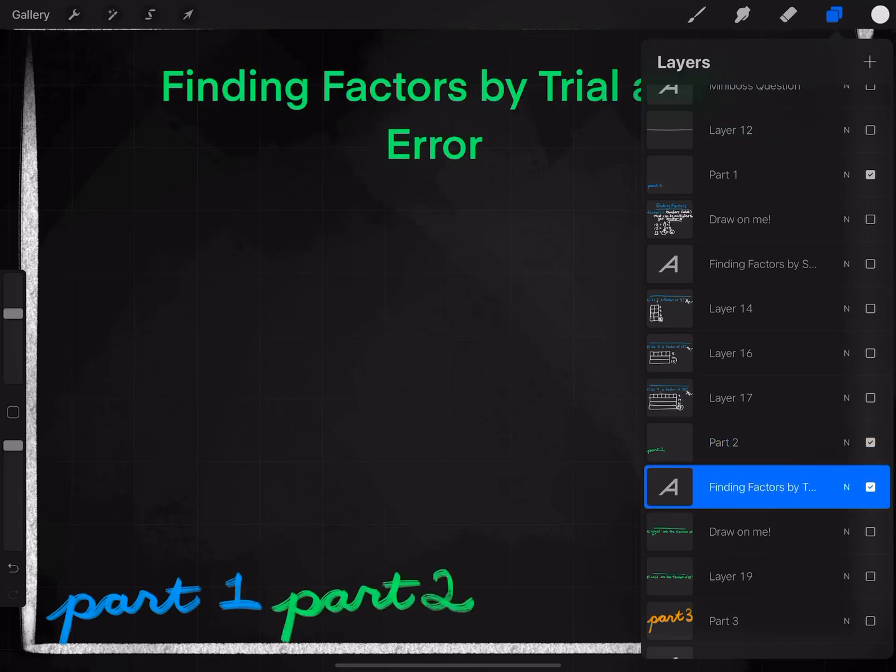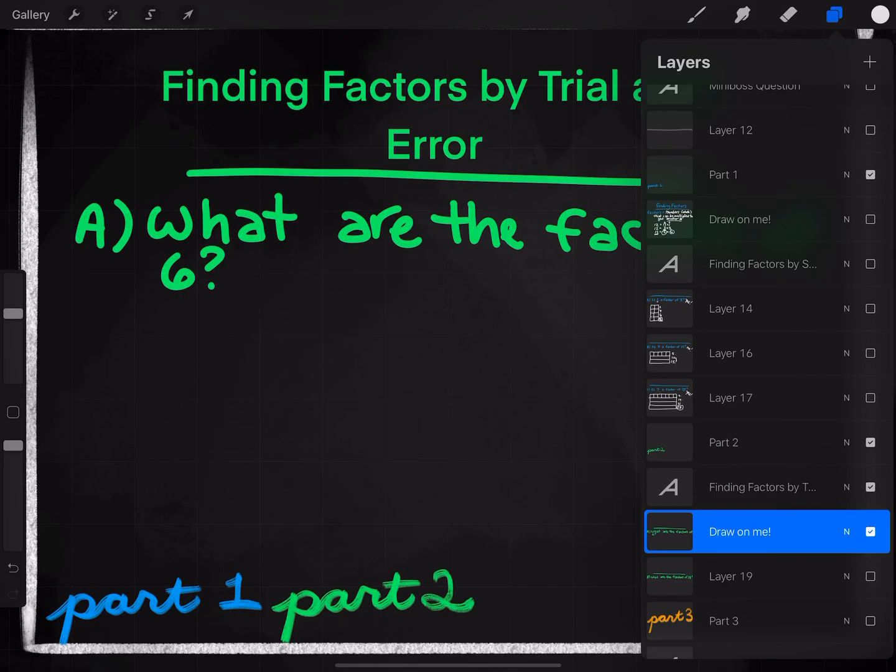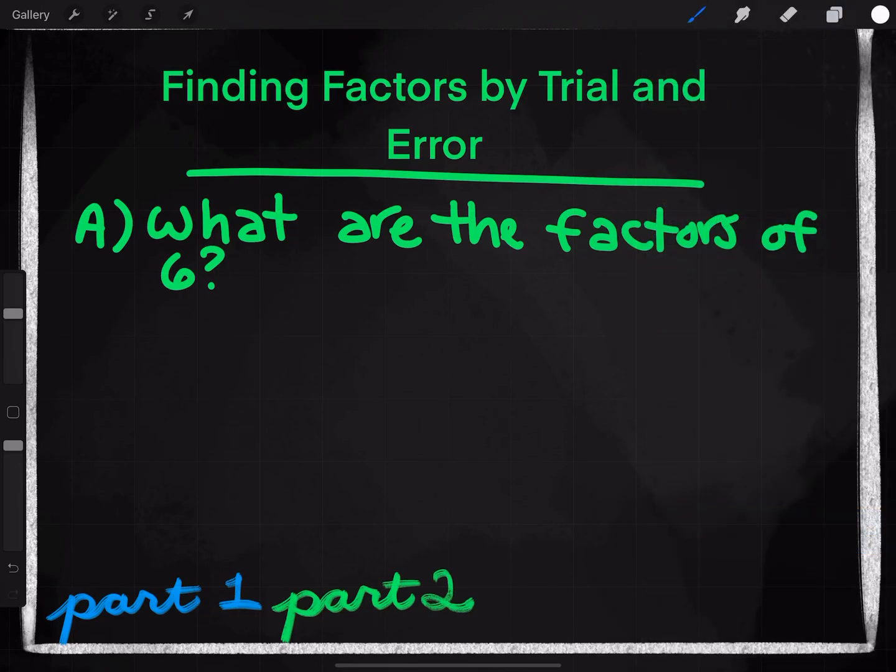Here is another method for finding factors. I call this trial and error, which means trying stuff and then just seeing if any of the things looks right. But I'll give you an example. So you know something's a factor if you can multiply it by something and it will get the solution you want. So what are the factors of 6?